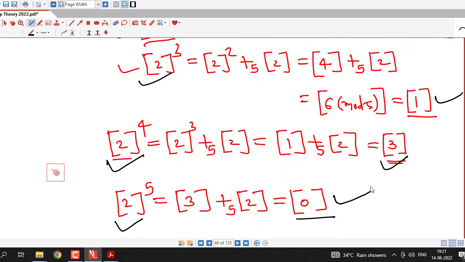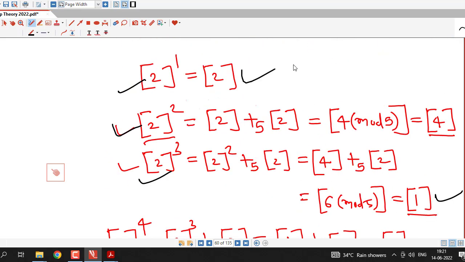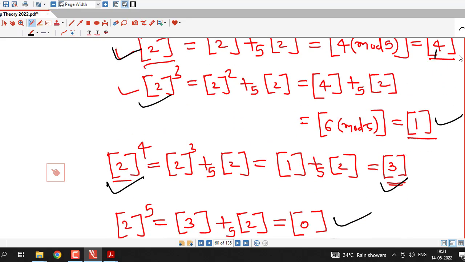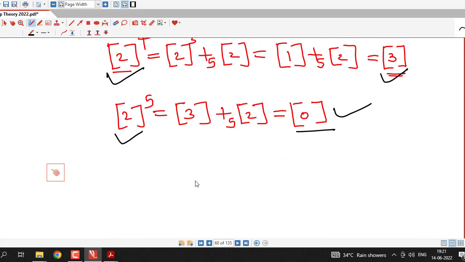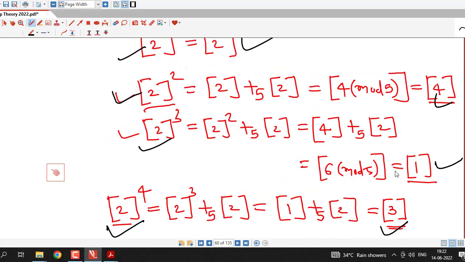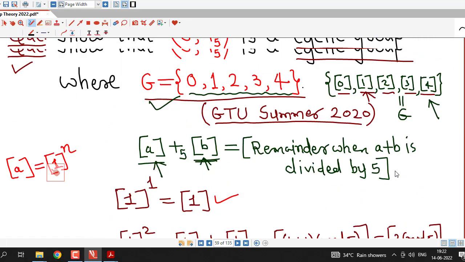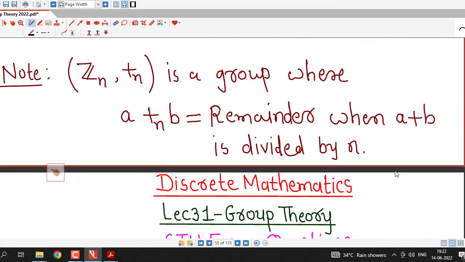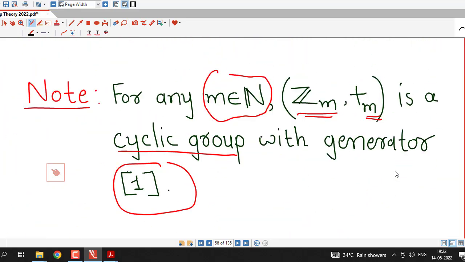So we can check this: 0, 1, 2, 3 and 4. So you can show that every element of the given group can be written as some power of 2. So you can show it for this element 2 also. So 2 is another generator of the given group. It is not necessary that you should start with 1 only, but remember that this group is always cyclic and 1 is always the generator. You can have other elements as its generator also.